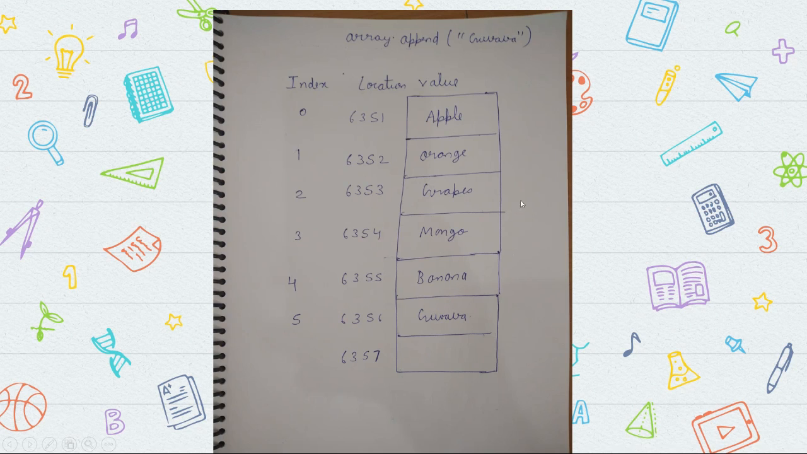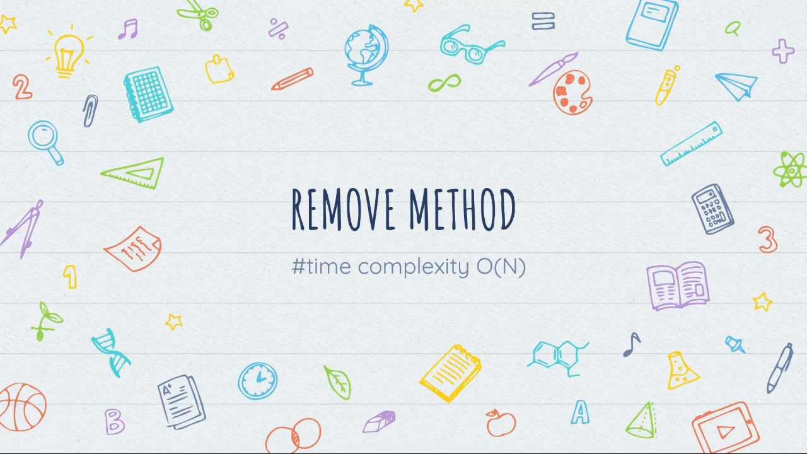We simply just add the element at the end of the array. Okay, and create an index by. Okay, so now I will discuss another method, that is the remove method, and it has a time complexity of O of n. So guys, you will see here that to execute this method we have to traverse through some of the elements of the array.